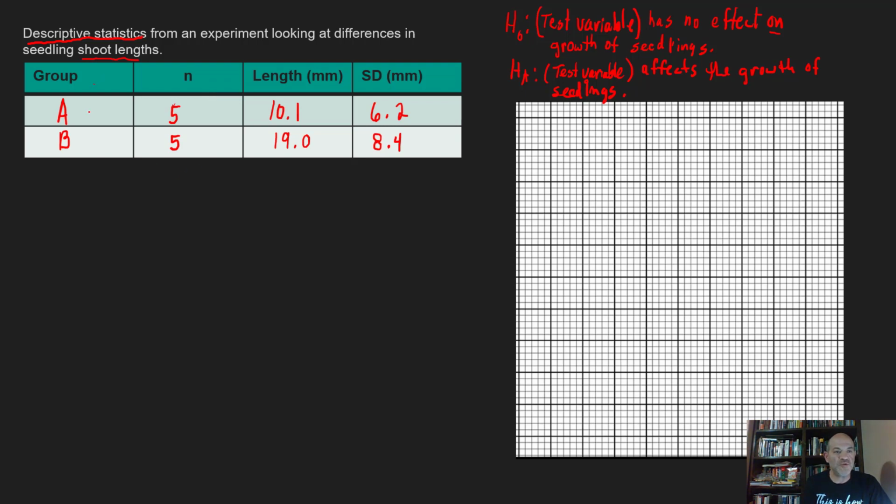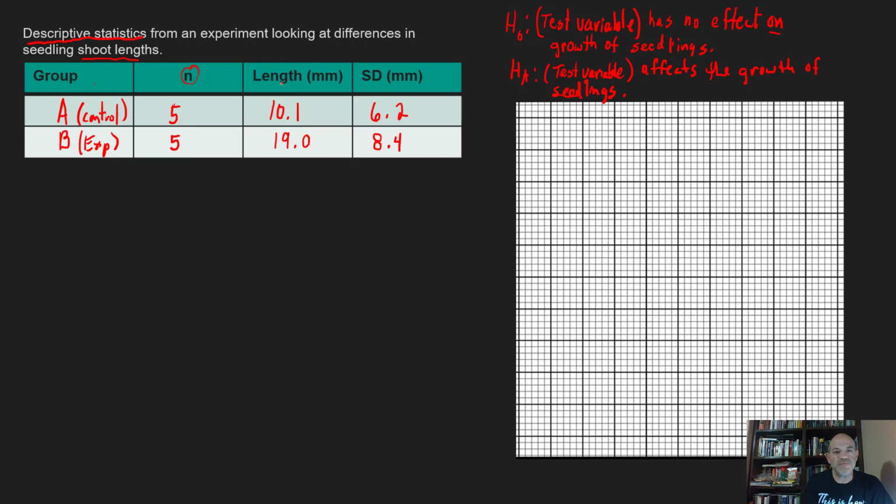You can see there's two groups, Group A and Group B. Let's just make up that Group A is your control, and Group B is your experimental group. Okay. If you look at the first column after the groups, N is for the number of replicates. So there were 5 replicates for each group.